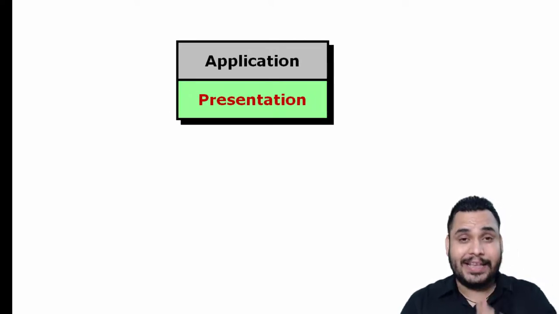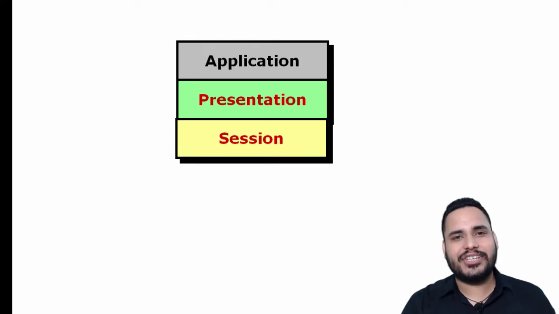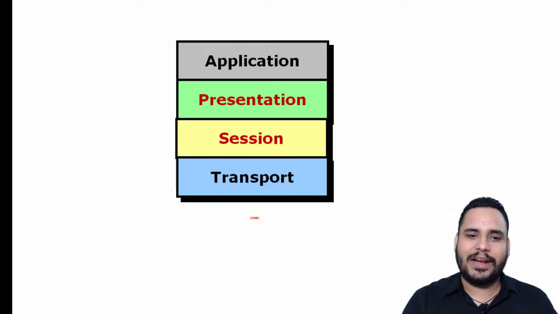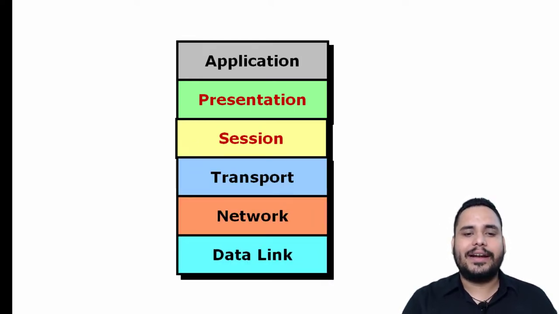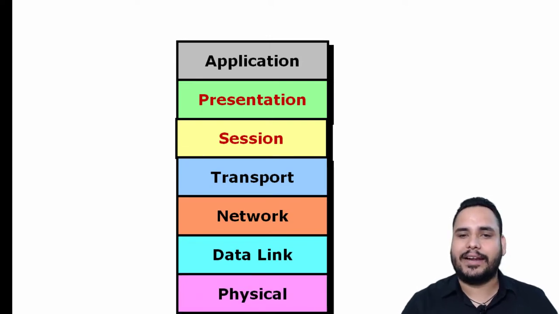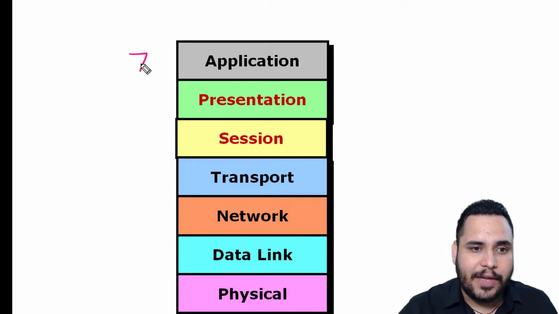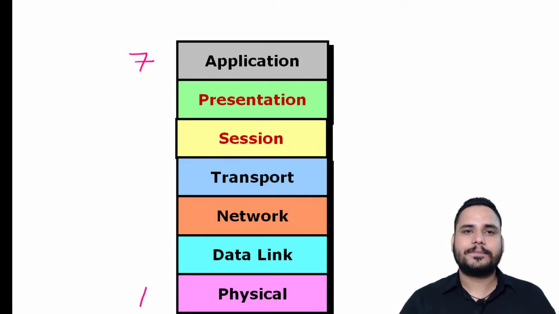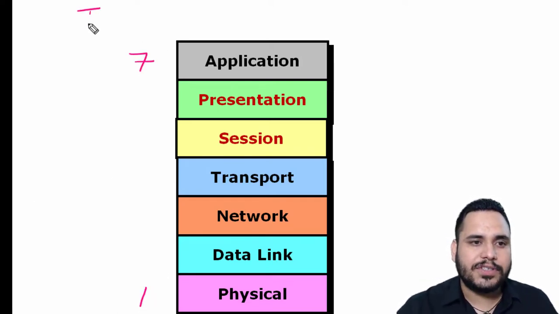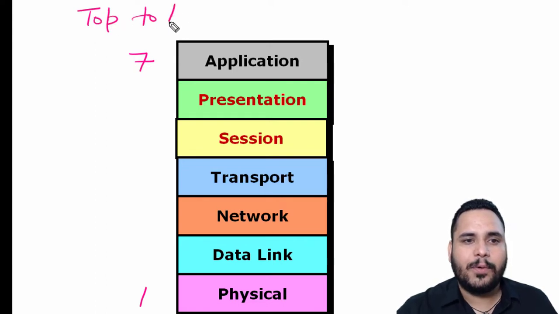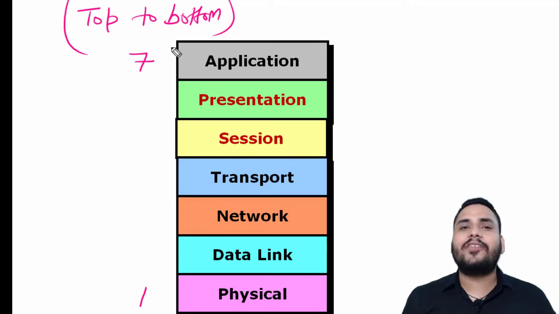My layer 7 is the application layer, then the presentation layer, after that the session layer, transport layer, network layer, data link layer and physical layer. These layers go from layer 7 to layer 1 because this is the top to bottom approach used by OSI. Why is this from 7 to 1?